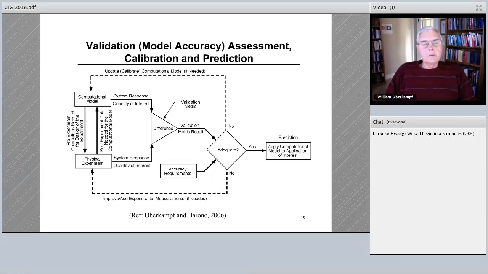Validation, and here when I say validation, I mean the very specific definition of model accuracy assessment, calibration, and prediction. This is one way to draw it. Suppose you have some computational model which produces a system response quantity, and then you have a physical experiment, say from a laboratory, and it produces some measured system response quantity. Those two quantities are input into this validation metric operator, which is a difference operator, and both of these inputs can be non-deterministic, can be distributions, or some operators can deal with intervals.